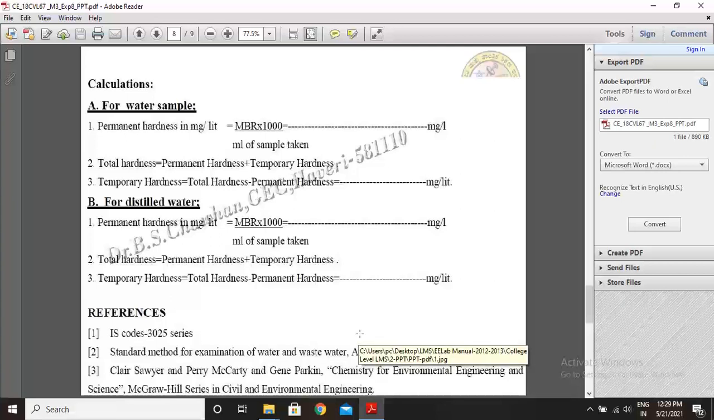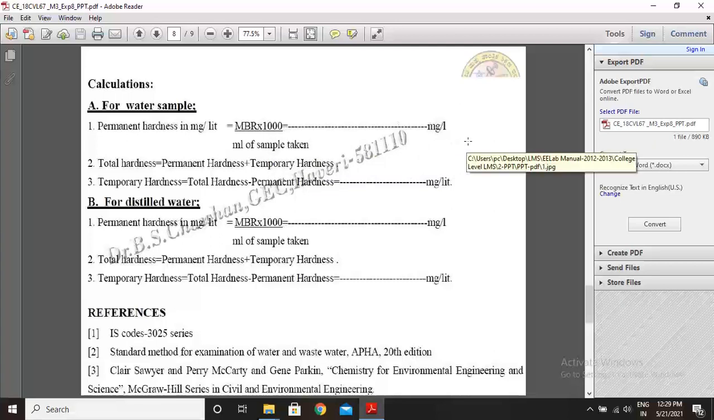Calculations. Now for the water sample, permanent hardness in milligram per liter is given by the formula MBR into 1000 divided by ml of sample taken. So we are getting it in milligram per liter. Now we know the relation: total hardness equals permanent hardness plus temporary hardness. So temporary hardness equals total hardness minus permanent hardness. So we are getting temporary hardness in milligram per liter.